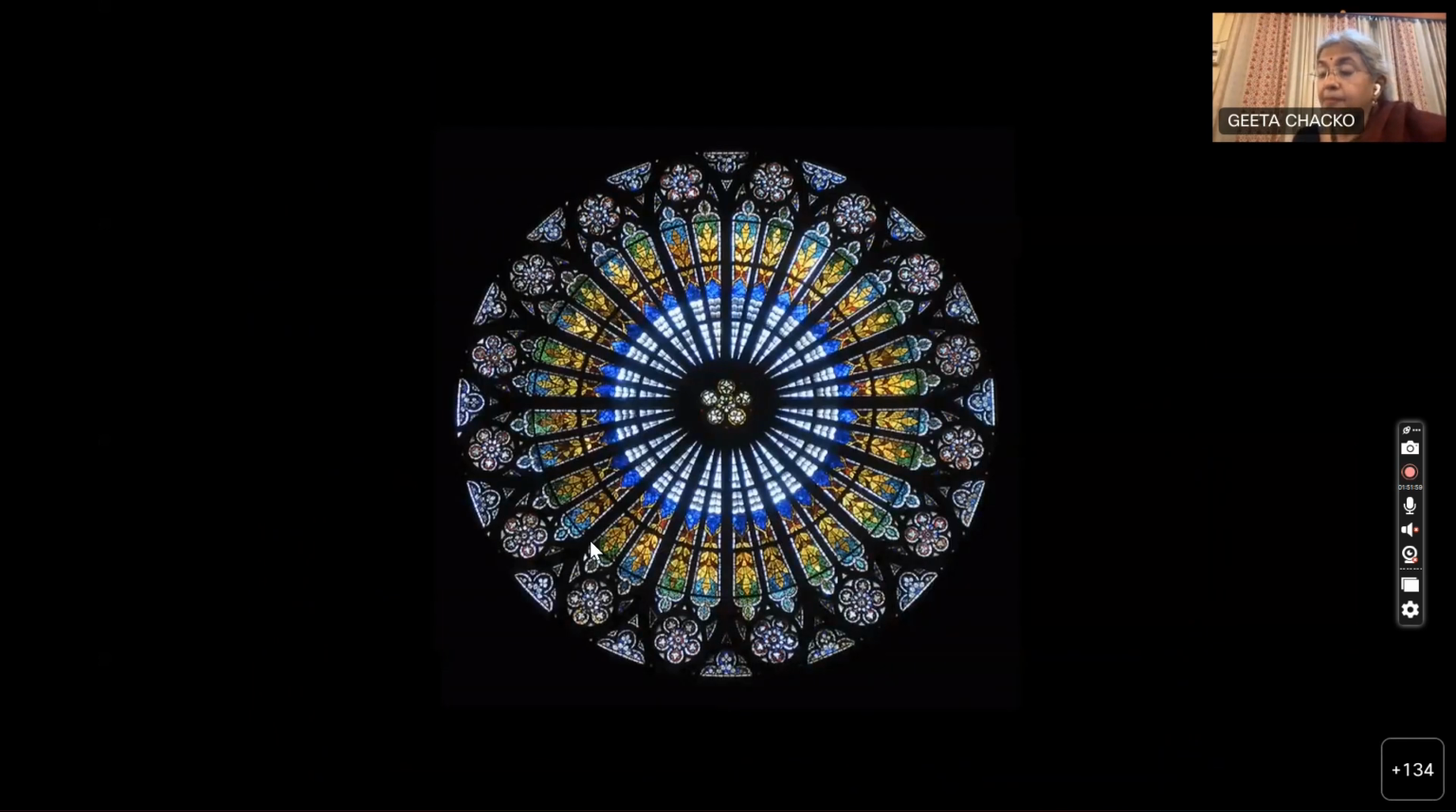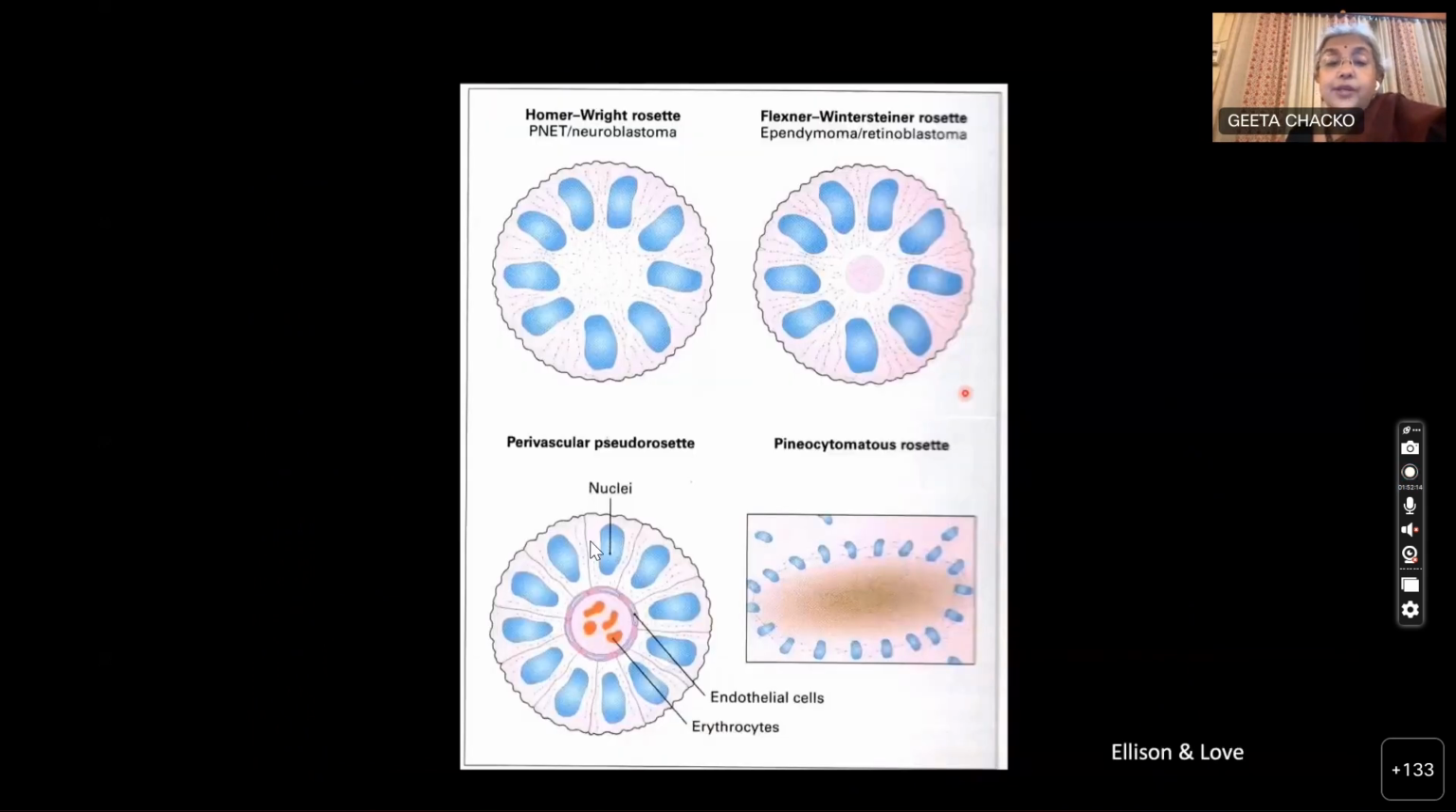And rosette, the name comes from these rose windows that are seen in stained glass in Gothic cathedrals. Essentially it just has this arrangement of tumor cells around a central zone. So there are some named ones, and this is the Homer Wright rosette seen in medulloblastomas, neuroblastomas, and primitive neuroectodermal tumors, where you have tumor cell nuclei and the central zone is neuropil. So does anybody know who Homer Wright was? Well, he was a director of Massachusetts General Hospital, and I guess he identified this, and it was named after him.